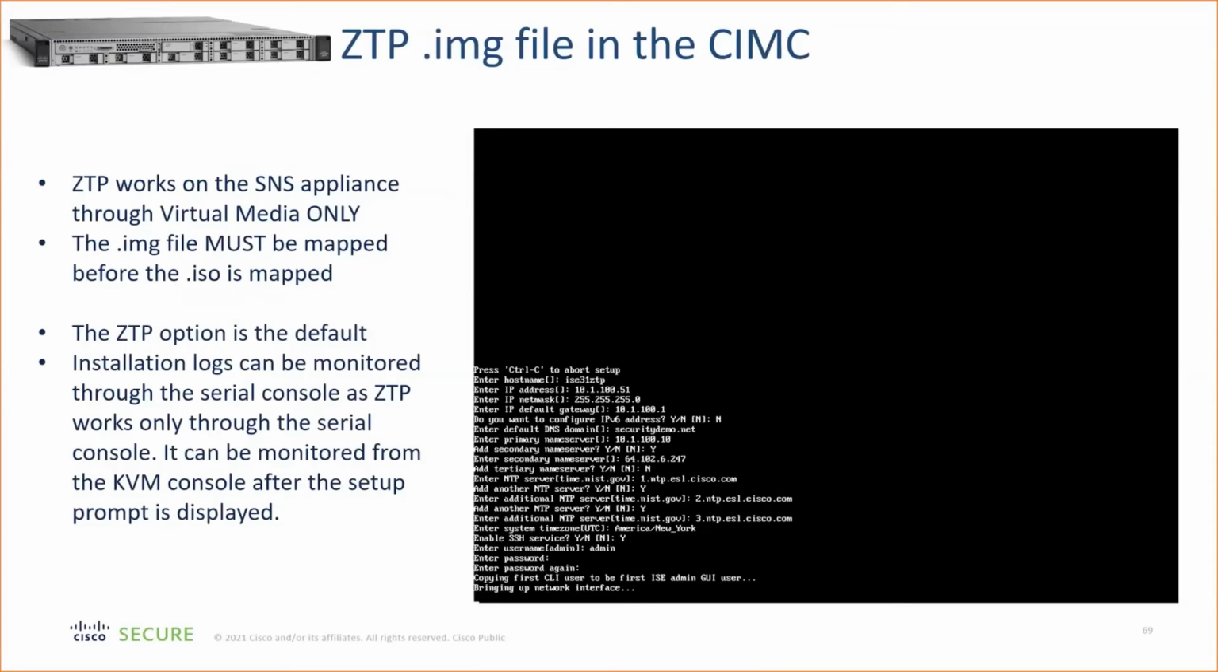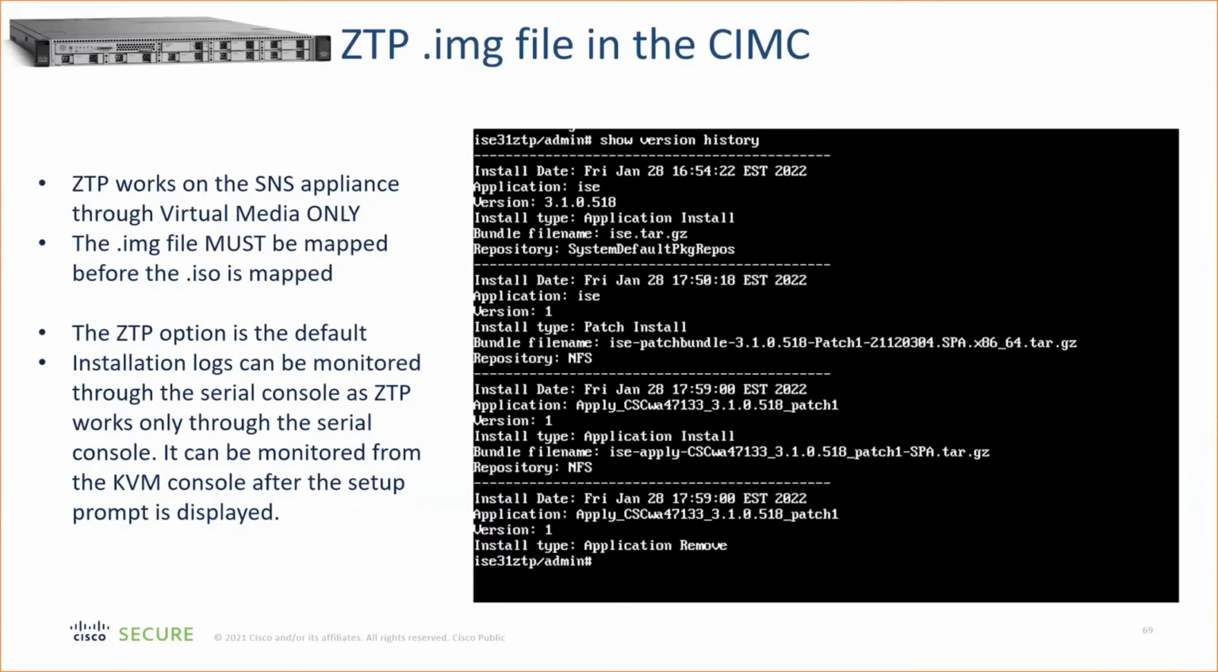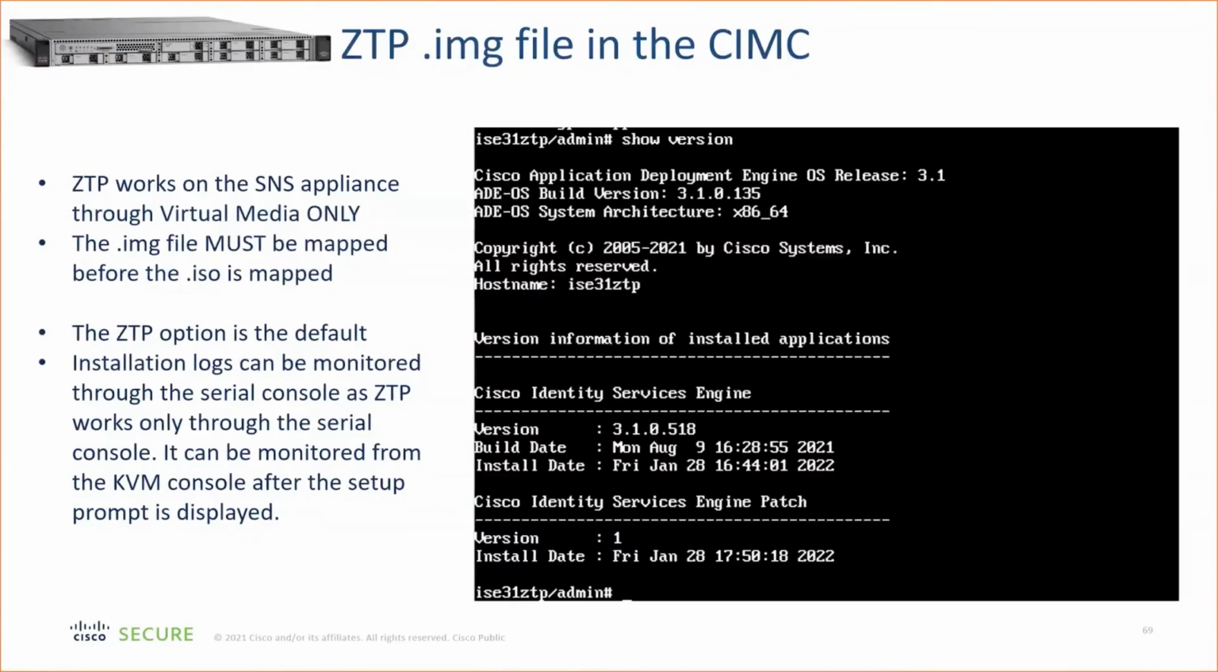After the ISE installation finishes, the patch is installed, and then any hot patches will be installed, and the system will reboot. Once it does, and you can log in, you can verify the patch and hot patch installation by typing show version history. This shows both the installed patches and hot patches. Or you could just do a show version, but this only shows the installed patch. It does not show the hot patches that are installed.